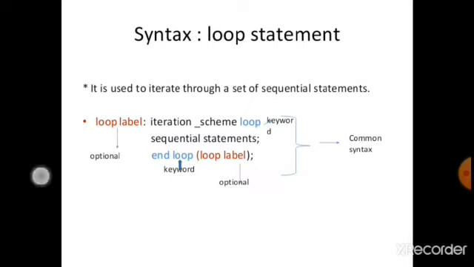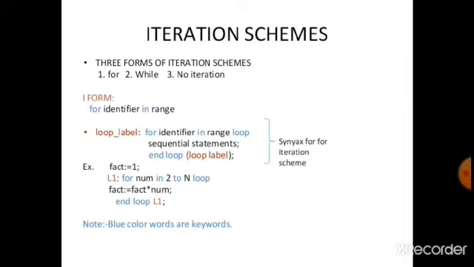Let us study the iteration schemes. There are mainly three forms of iteration schemes: for, while, and no iteration scheme. First form is the for identifier in range. That is, the first iteration scheme is the for iteration scheme. Let us write the syntax for this for iteration scheme.